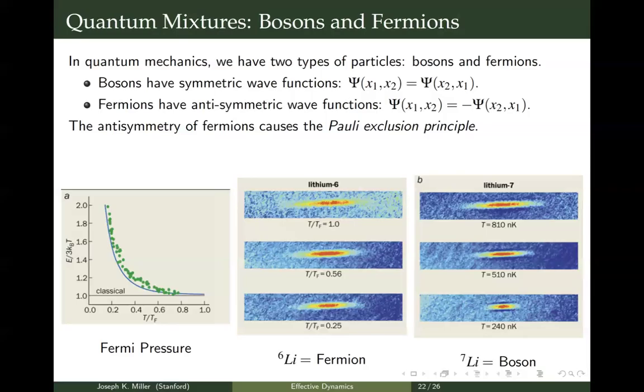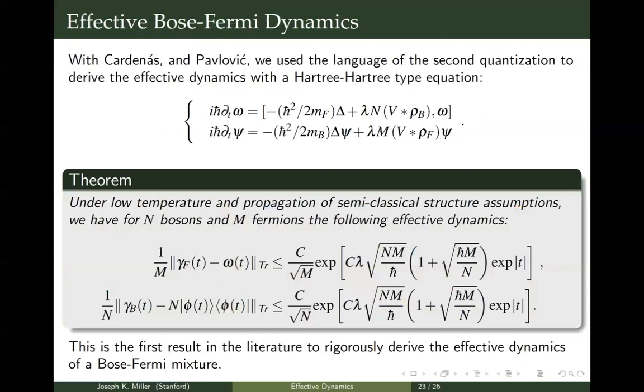What you end up getting is the following equation. We were able to write down a derivation of an equation for this mixture. This is with Esteban Cardenas and Natasha Pavlovic. You end up having to use a more sophisticated language in order to take out a leading order theory. The reason for this is there are two different energy scales happening in the problem. Bosons have a much lower energy scale than the fermions. And in order to find a limiting theory, you need to figure out all of the parameters.